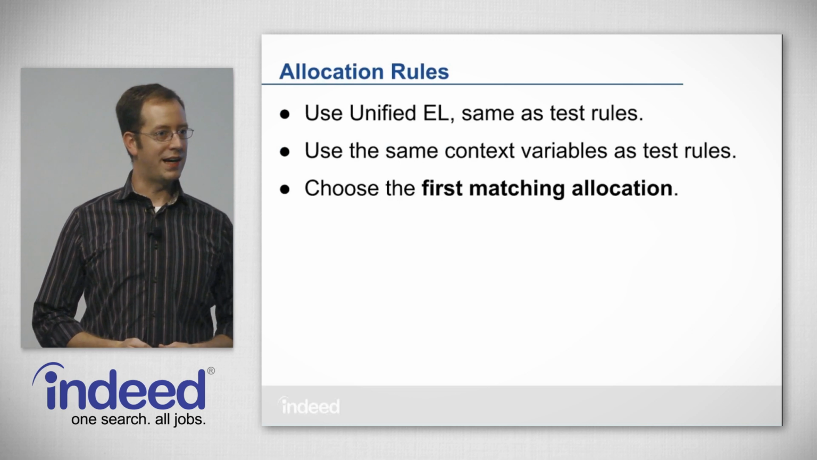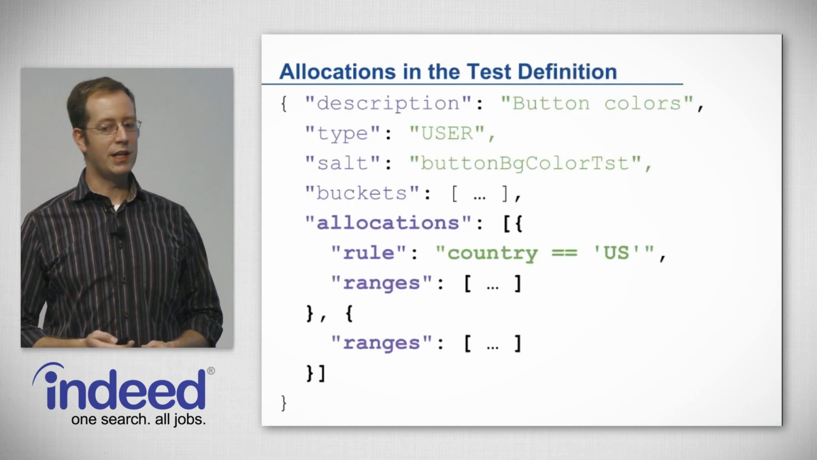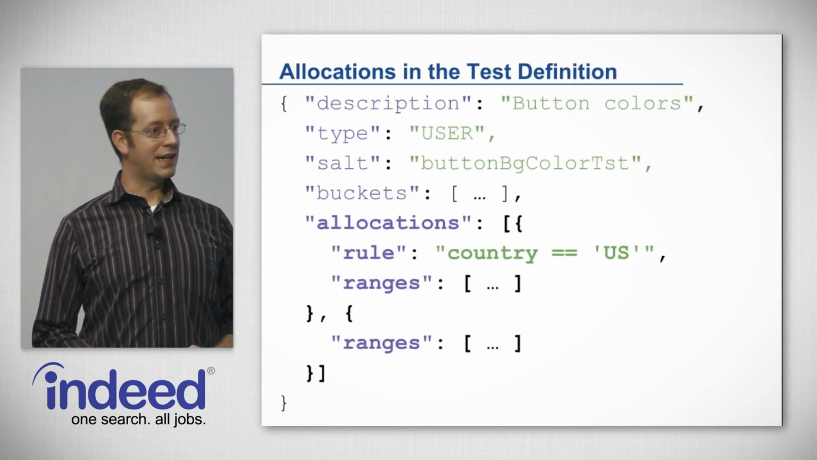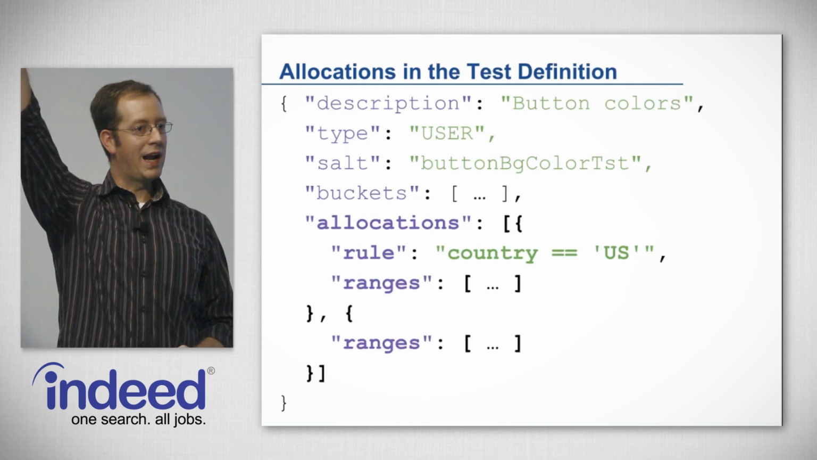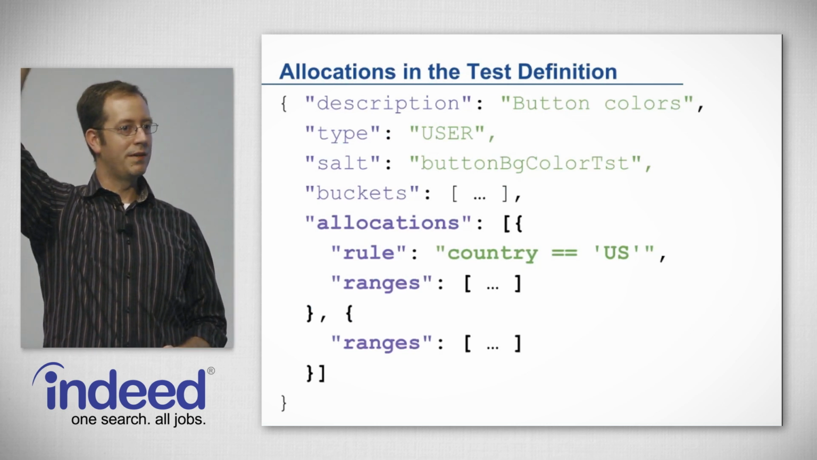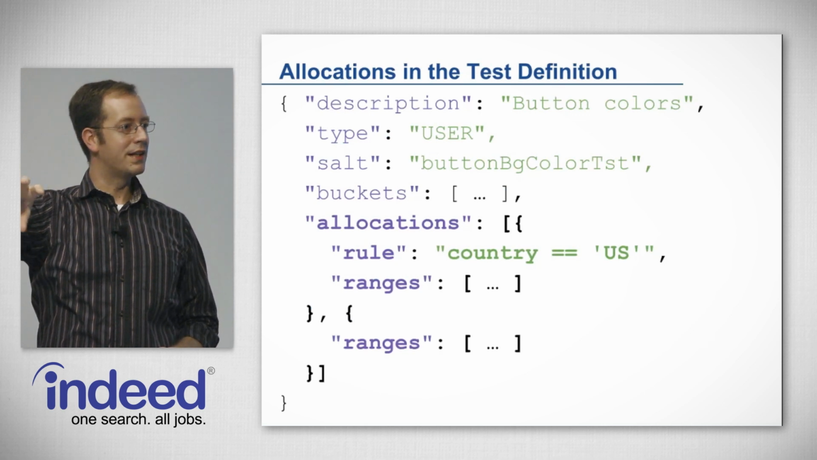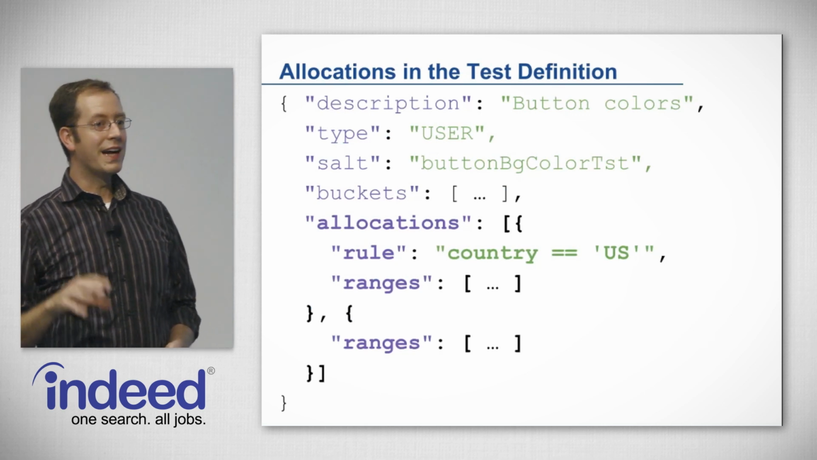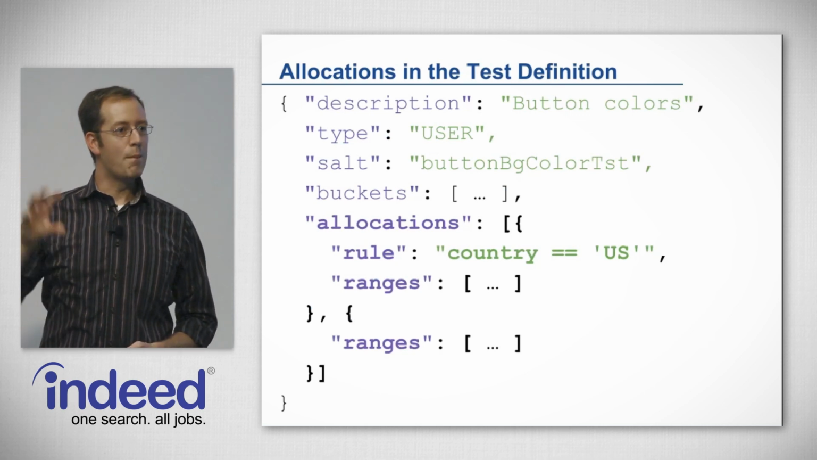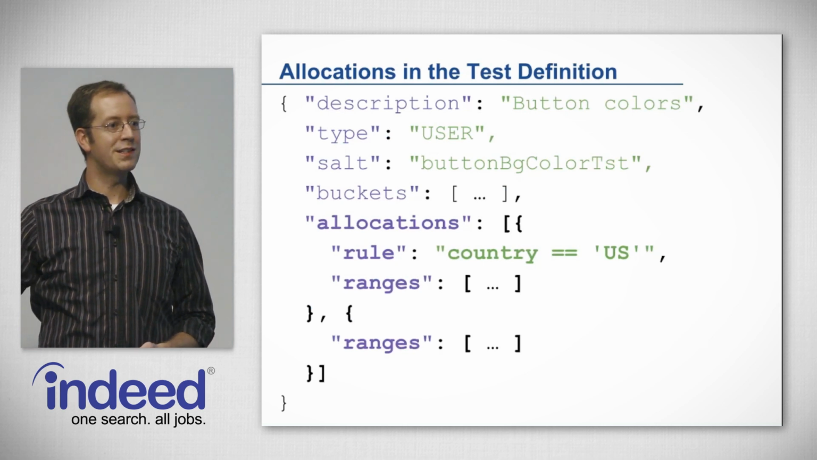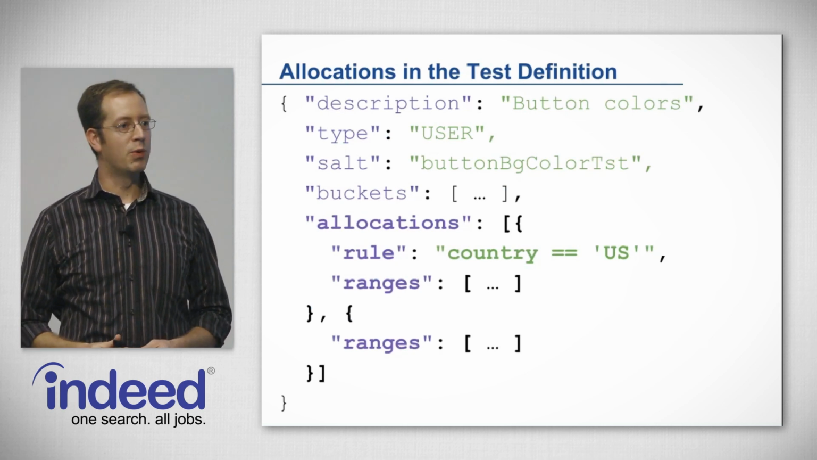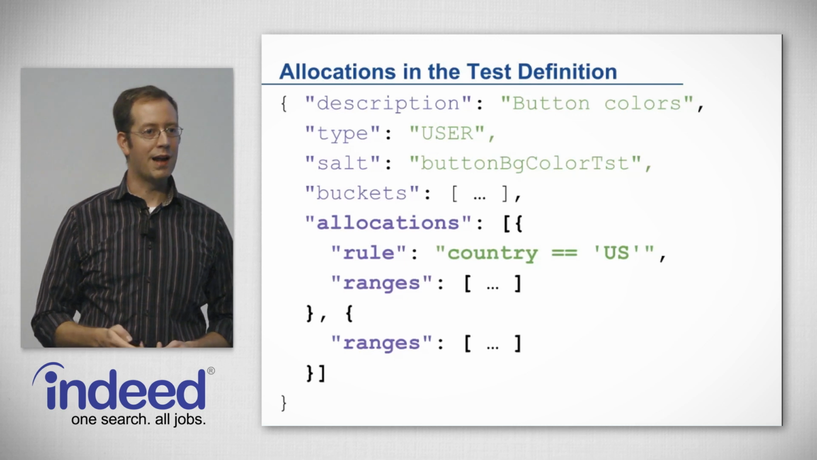So if we wanted to have a test that ran just inside the US, we could set this up in the test definition by giving it one allocation with a rule that checks the country, and a second allocation that's the behavior for everybody else. Again, this is a part of the test definition, meaning it's in the global pool of test definitions and deploys without needing a code deployment. We can change these on the fly within minutes.